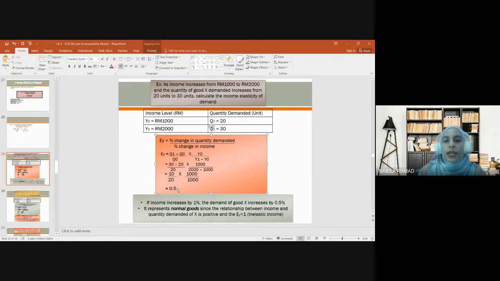Income increase, demand increase. Sebab apa? Sebab positive relationship. Nampak dia tak ada negatif kan? So positive relationship. Okay, so tadi saya kata kita nak cari 4 jenis barang. Inferior, necessity, normal and luxury. So value dia 0.5. 0.5 ni jatuh dalam range apa? Kita kata tu dalam range EY less than 1 tapi greater than 0. So dia adalah normal goods.